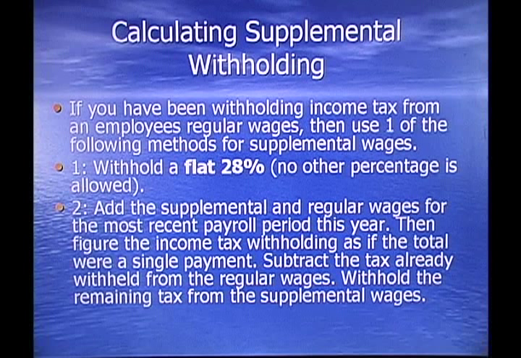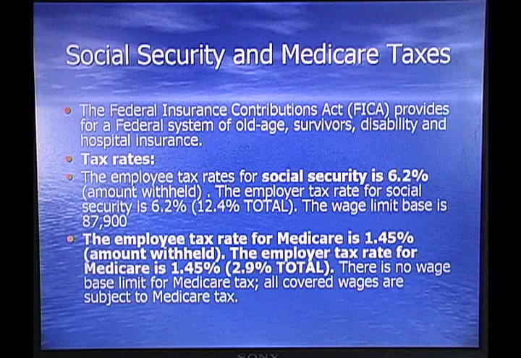If you have been withholding income tax from an employee's regular wages, then use one of the following methods for supplemental wages. A, a flat 28%, or B, add the supplemental and regular wages for the most recent payroll period this year. Then figure the income tax withholding as if the total were a single payment. Subtract the tax already withheld from the regular wages, and withhold the remaining tax from the supplemental wages. Basically 28%.